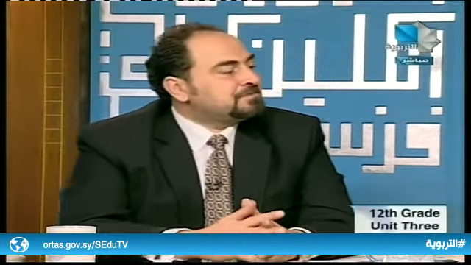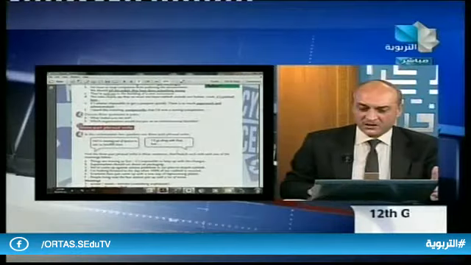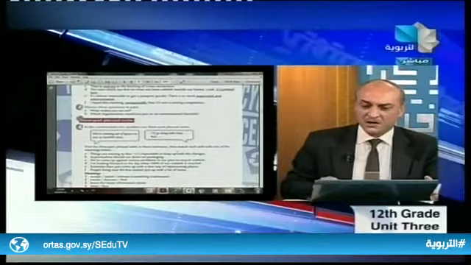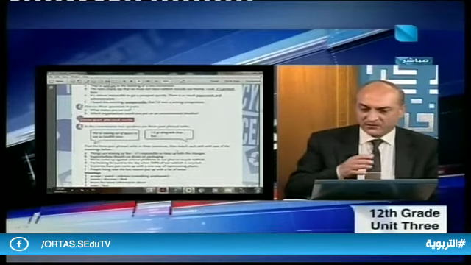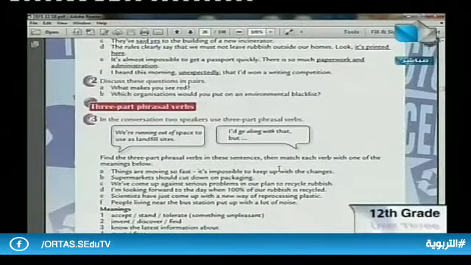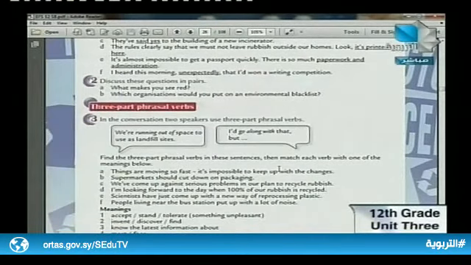Yes. Thank you. Now we have another exercise. I think it is exercise 3. In the conversation, two speakers use three-part phrasal verbs. Here we have two examples: "We're running out of space to use as landfill sites," and another example, "I'd go along with that."